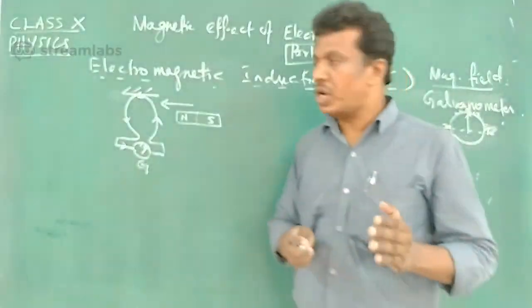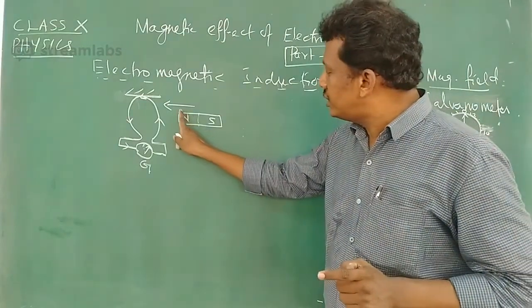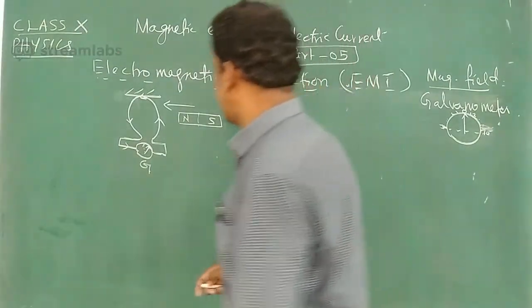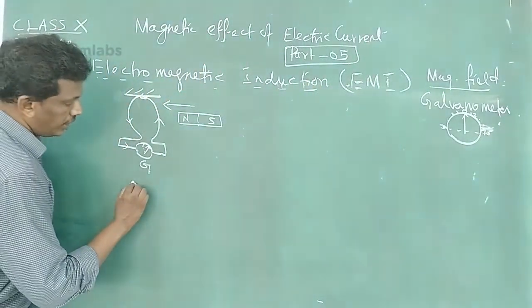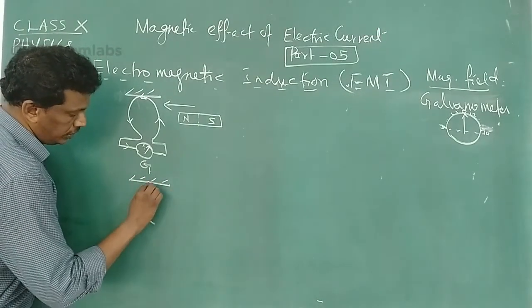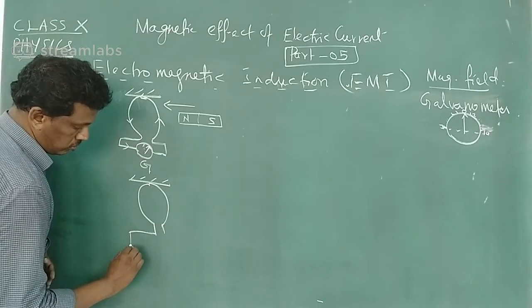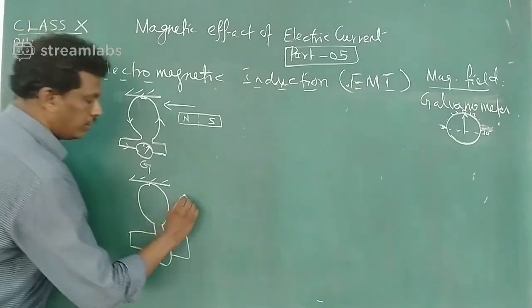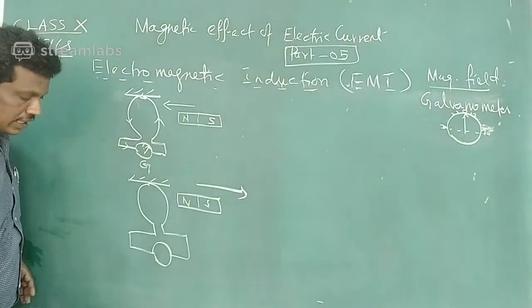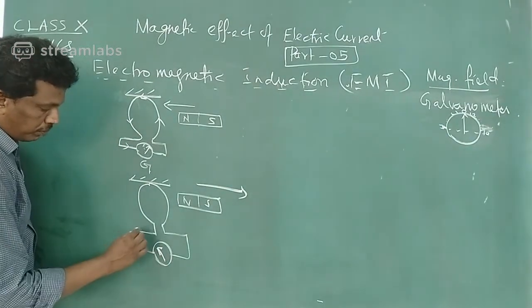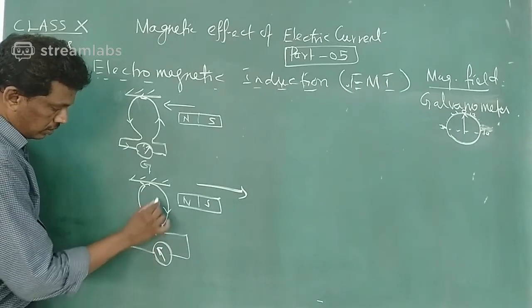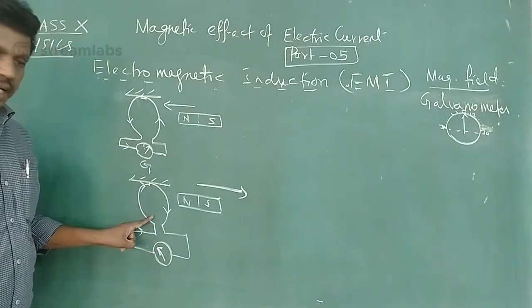Okay? Next, what are you doing? The same magnet, just move it in the outward direction, away from the coil. Again, you are seeing that. Now the magnet, north, south, is moved in this direction. Again, it is showing a deflection, but suppose to the left side. Now the current is flowing. Right, understand?